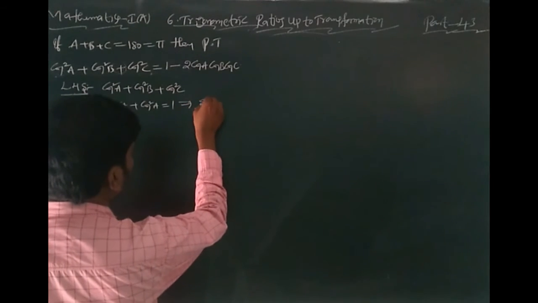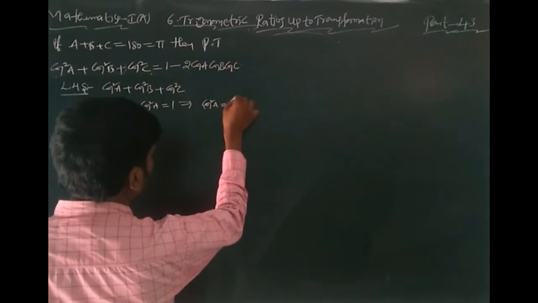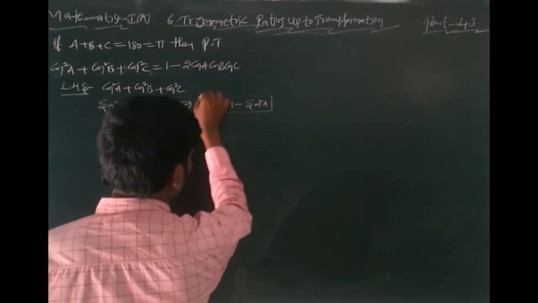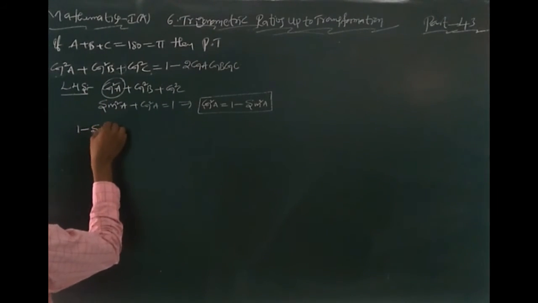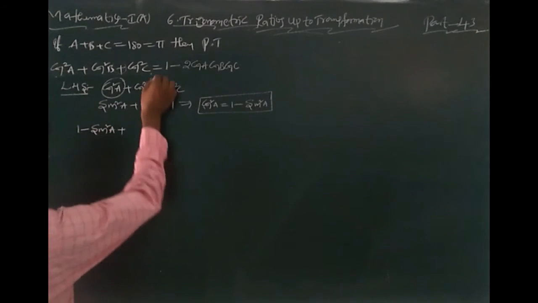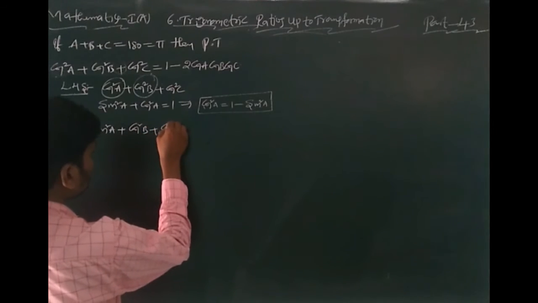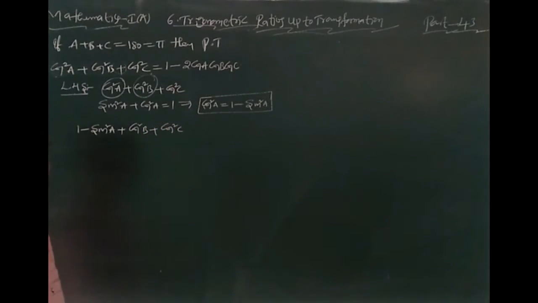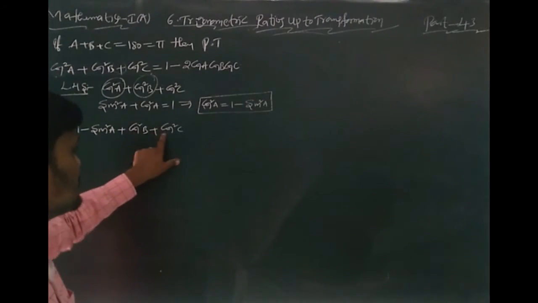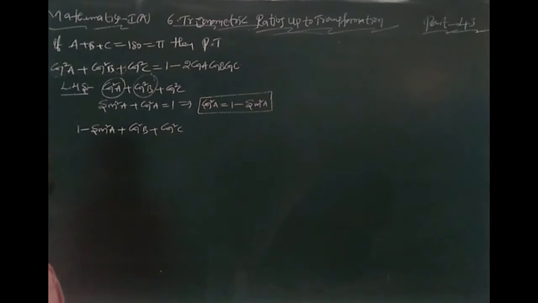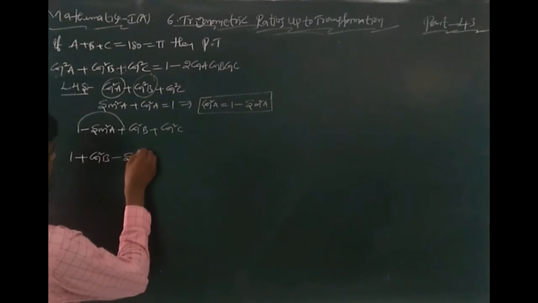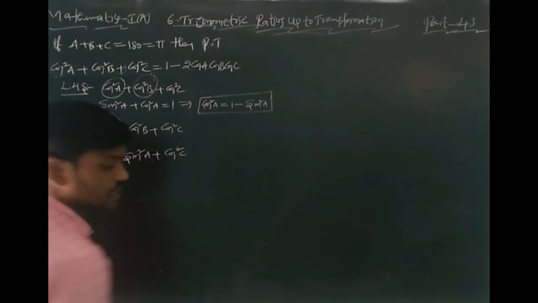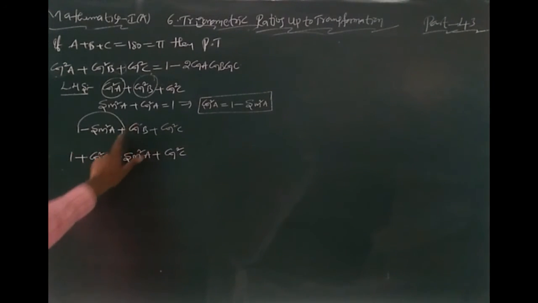From this identity, you can write cos square A as what? Cos square A equals 1 minus sin square A. Substituted in this place: 1 minus sin square A plus cos square B plus cos square C. After that, you can write 1 plus cos square B minus sin square A plus cos square C.